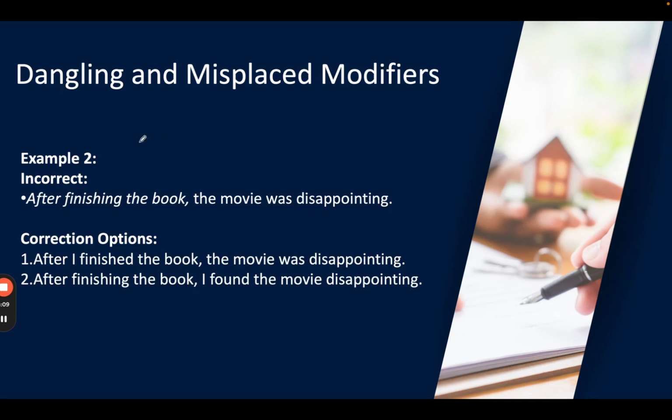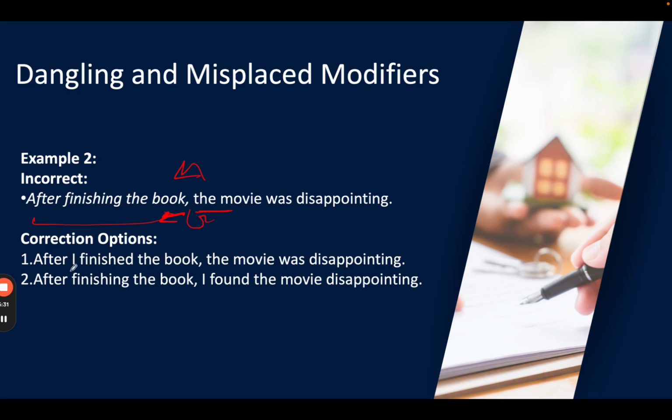Another sentence, after finishing the book, comma, the movie. Now tell me one thing, can the movie finish a book? It doesn't make sense. It's completely illogical. How do I correct this? Again, either I will place the subject before the comma, that is the part of the sentence that is before the comma, or I will place the subject immediately after the comma. Look at the correction.